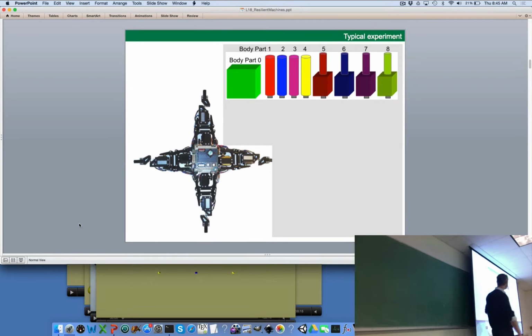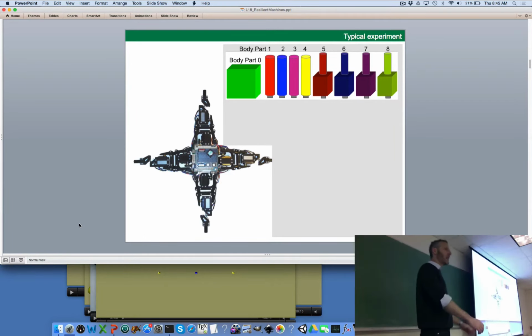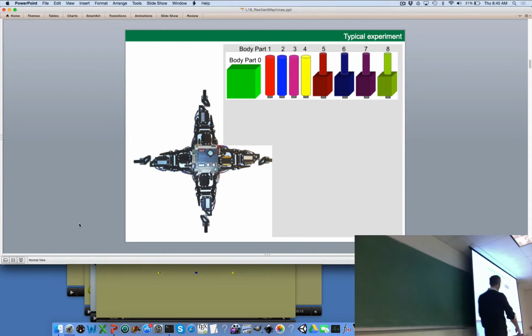So in this experiment, we told the robot, you're made up of these 9 parts, but we're not going to tell you how these 9 parts are put together. So we're going to evolve simulators, and we're going to start with empty simulators and evolve them to the point where we have a simulated quadruped.